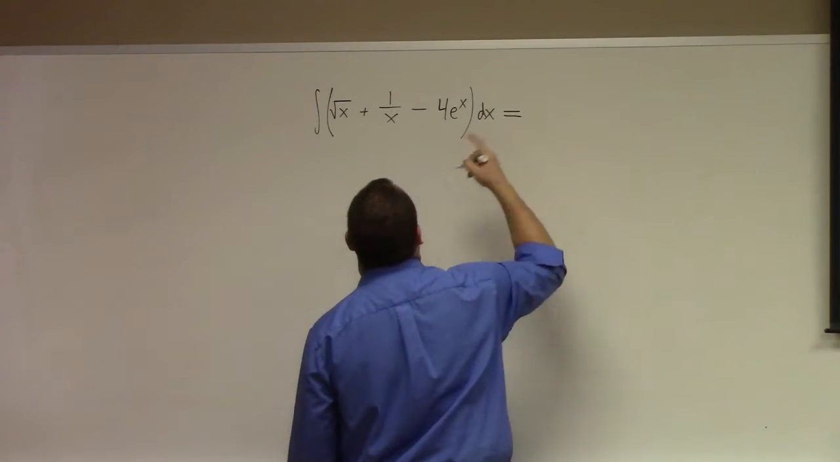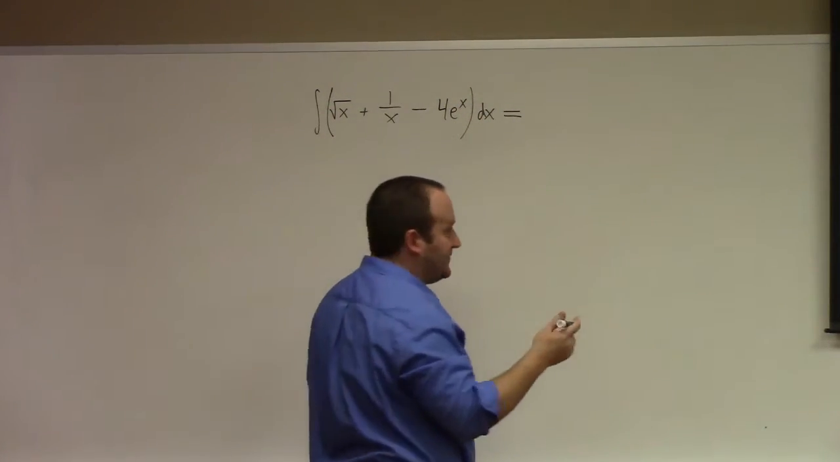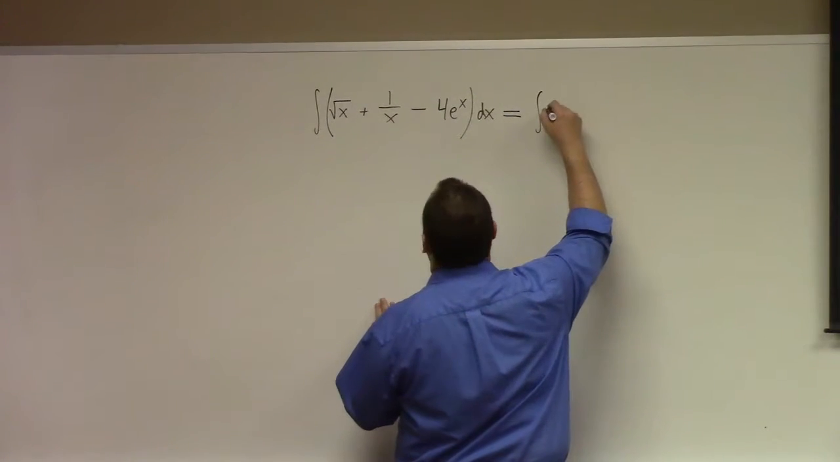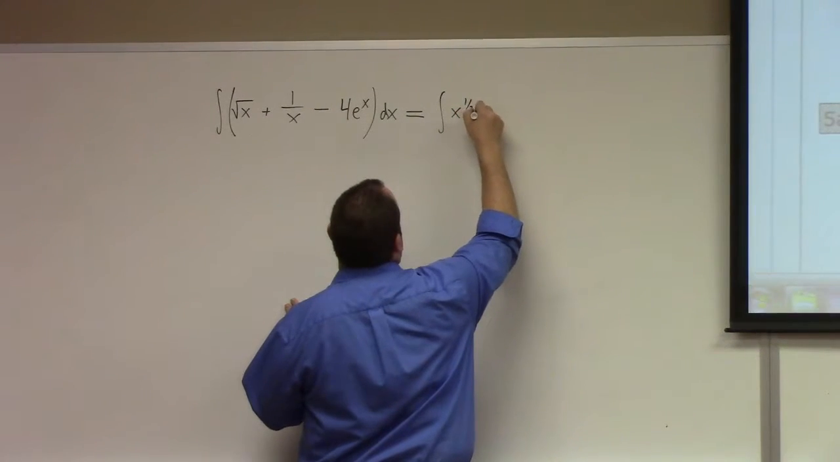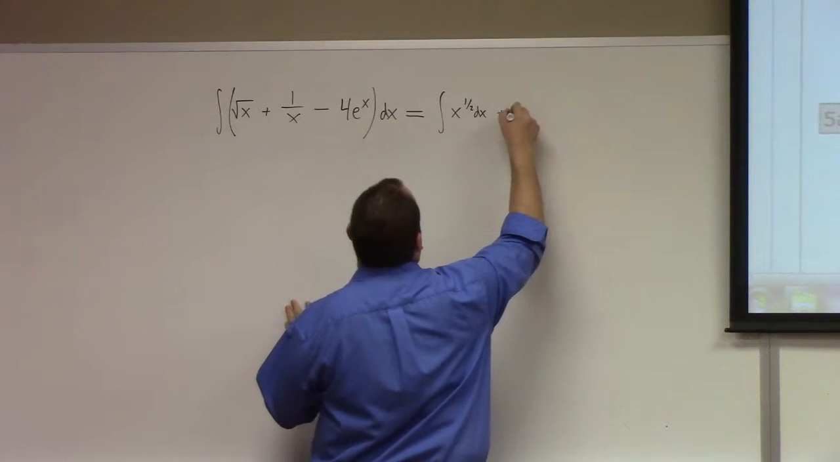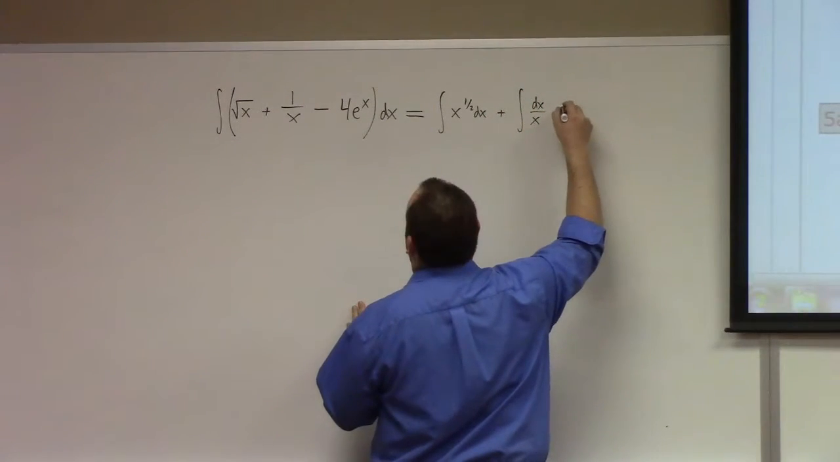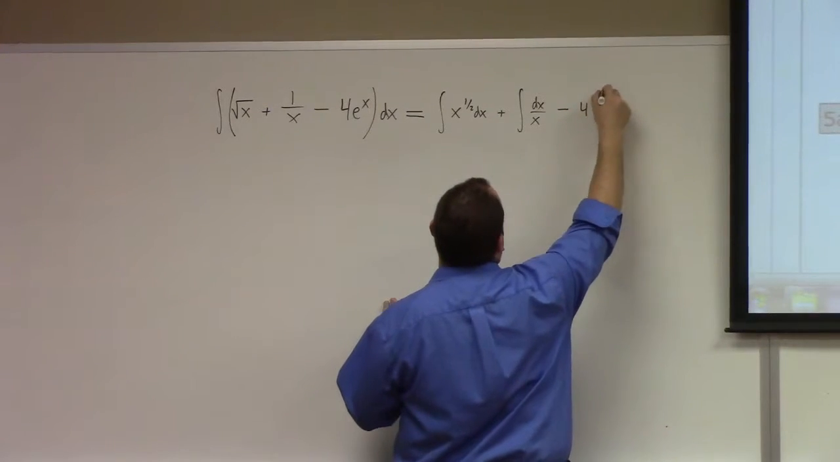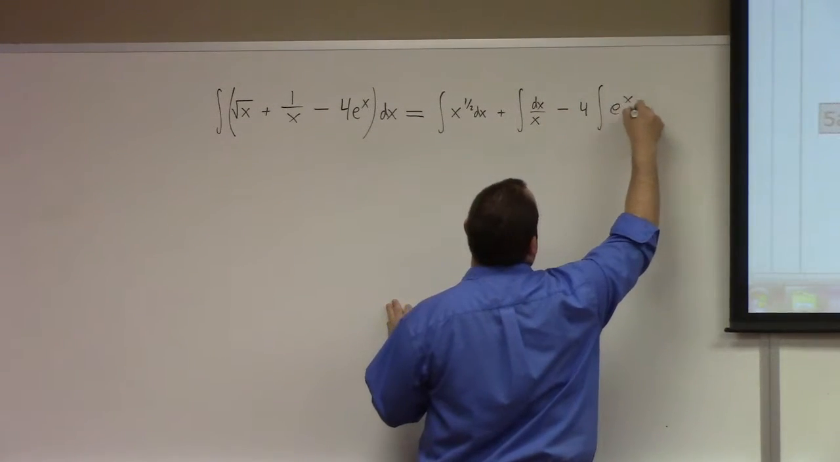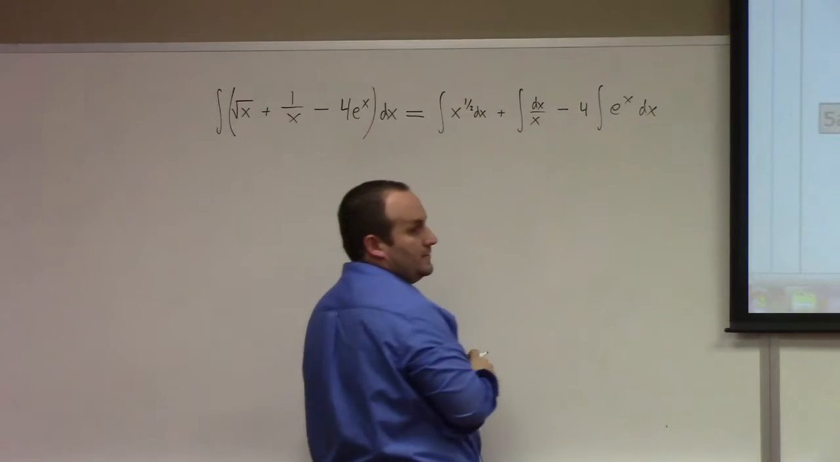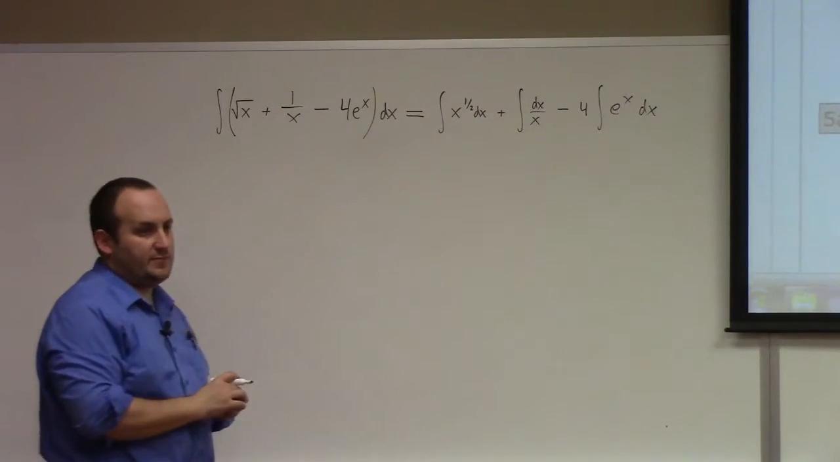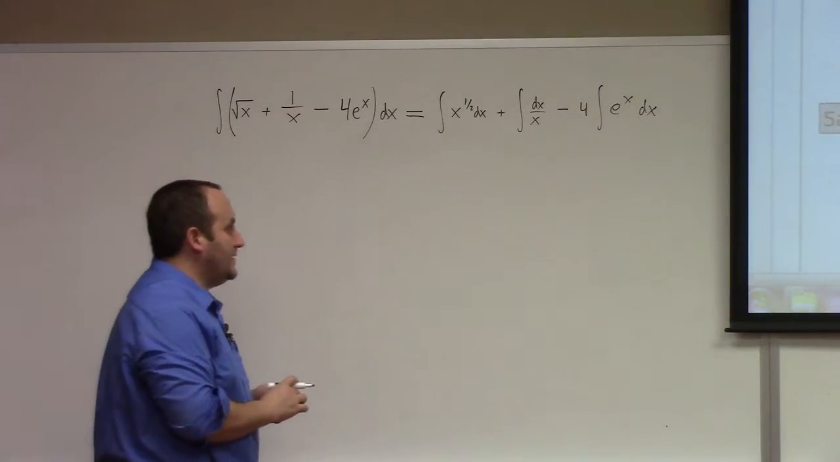Okay, so first of all, we can break it up into 3 integrals, right? This is the integral of x to the 1/2 dx plus the integral of dx over x, minus 4 times the integral of e to the x dx, using properties of the indefinite integral in this case.